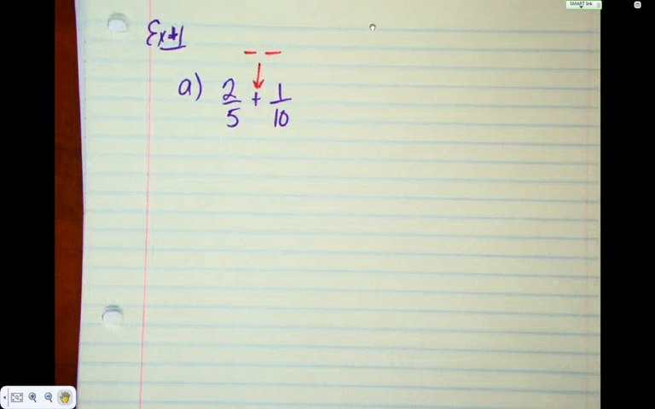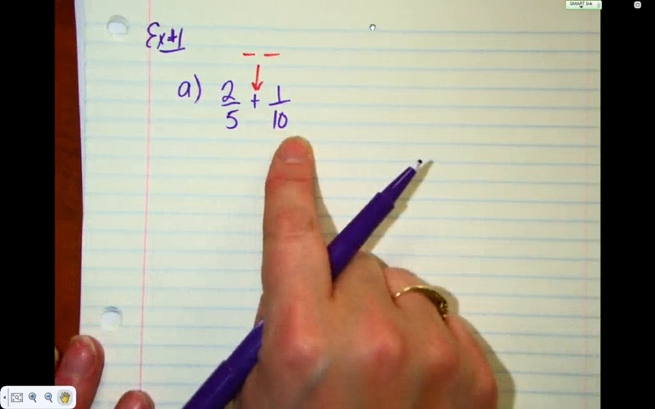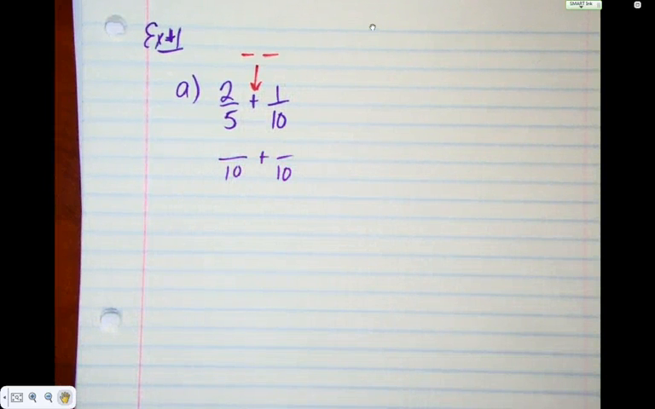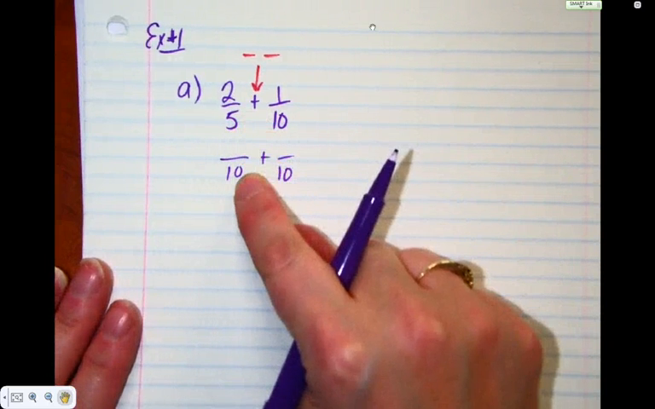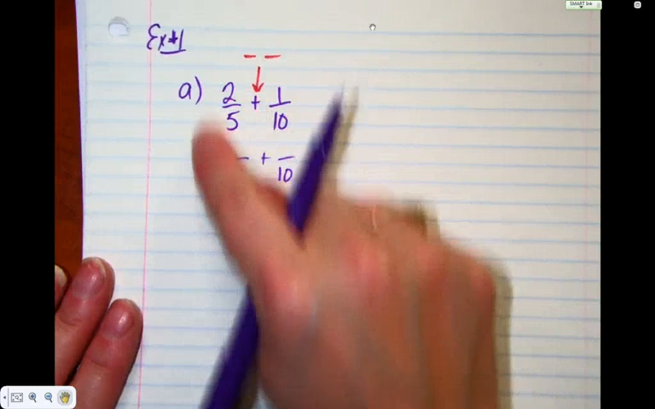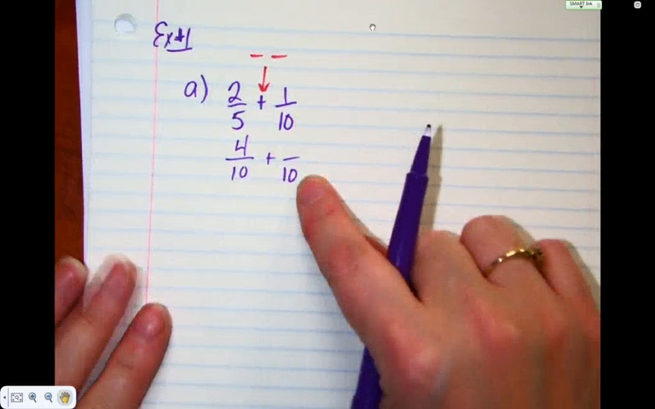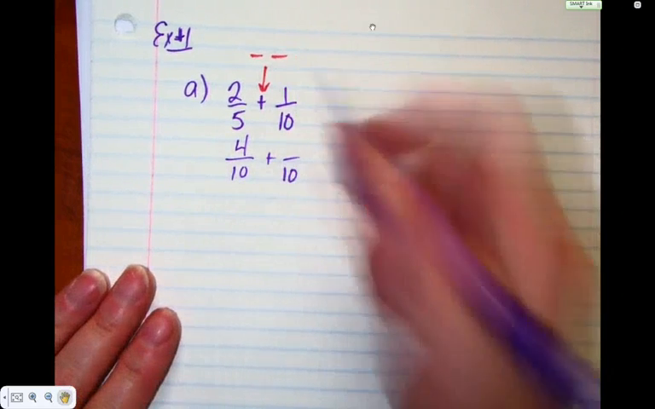Now we're on the steps that we just copied down. So step number 1 was change to improper fraction. Don't need to, right? Because we don't have a mixed fraction. Lowest common denominator. What's the smallest number we can divide by 5 and by 10? 10. So we're going to write these both over 10. Step number 3 is to multiply the numerators. So 5 times what gave us 10? 2. So 2 times 2 gives us 4. What times 10 gave us 10? So 1 times 1 is 1.